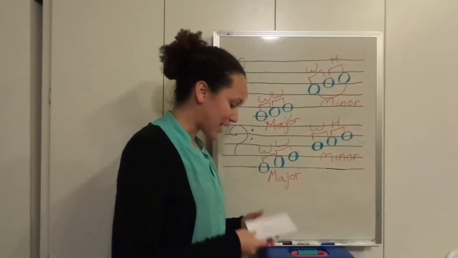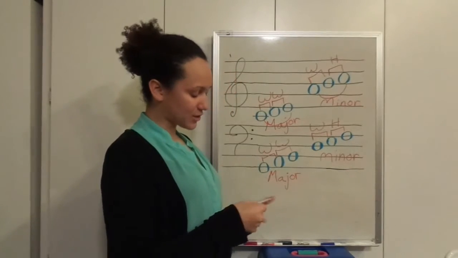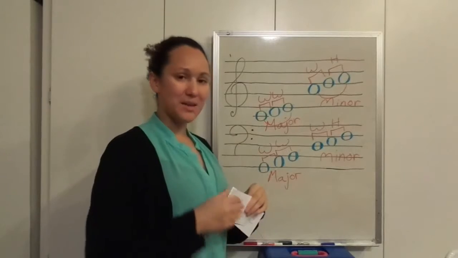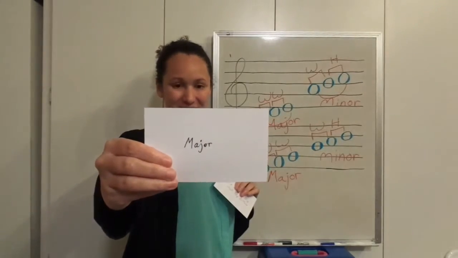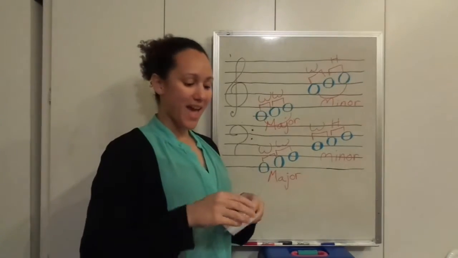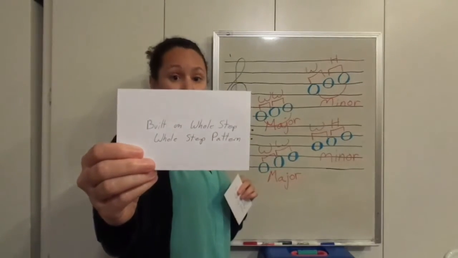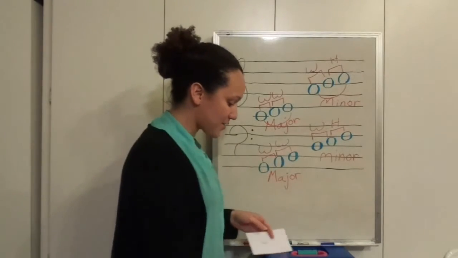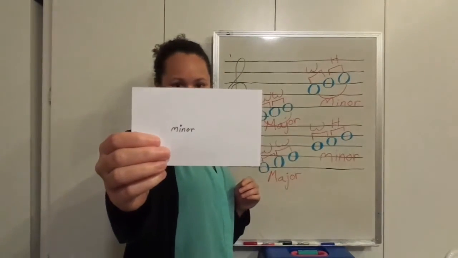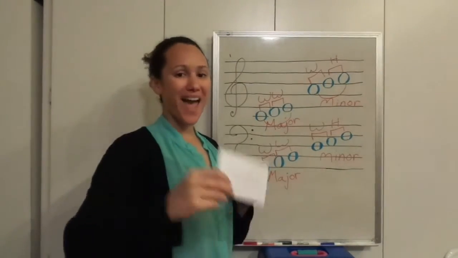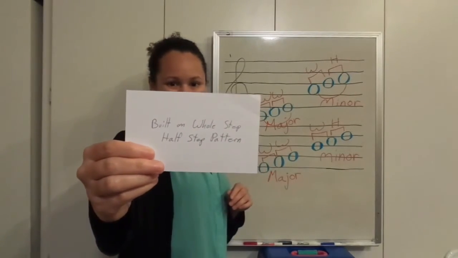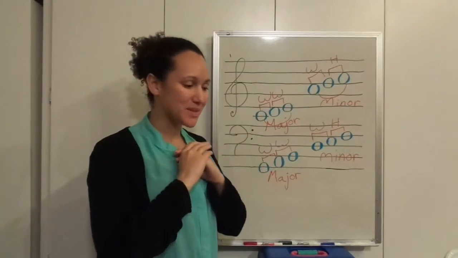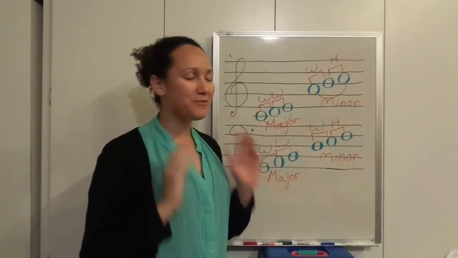So if you have the flashcards or the note cards to make flashcards, go ahead and take two out. On one, write major, and build on the whole step whole step pattern. And the other, minor, built on the whole step half step pattern. And add those to your practice pile. Practice them as much as you can until they become very easy.